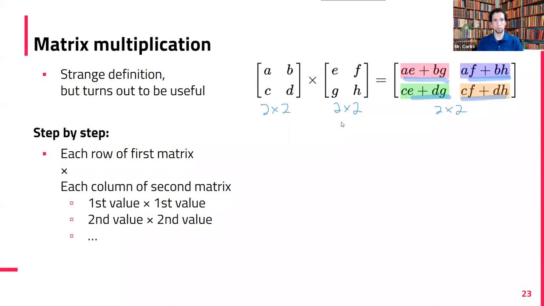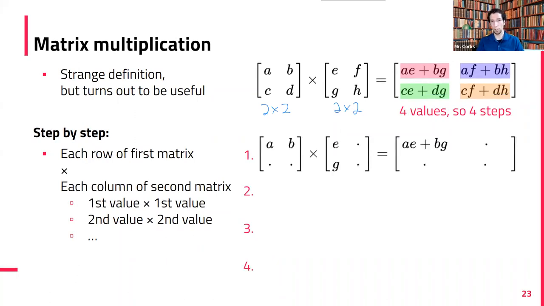We will get to them by doing this. Sorry, I forgot that I had that on the slide. There. 4 big steps. The first step is, as I said, the first row times the first column.